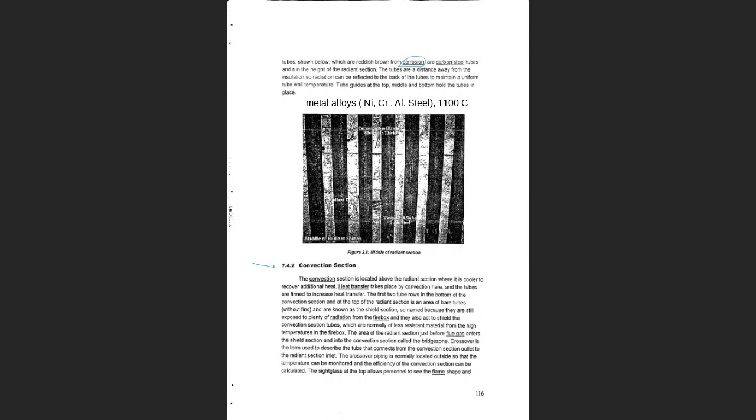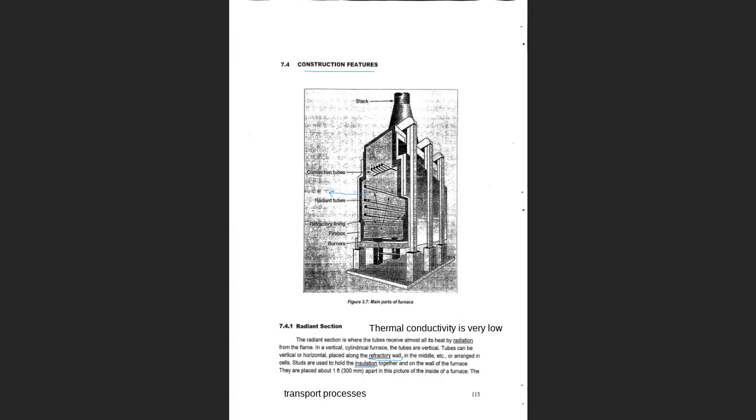Let me read here if there is anything to be discussed. Crossover is the term used to describe يا شباب جميل. هذه اللي تكلمت عنها قبل: crossover section is the term used to describe the tube that connects from the convection section outlet to the radiant section inlet. So as I said before, the crossover section or piping is normally located outside the firebox.